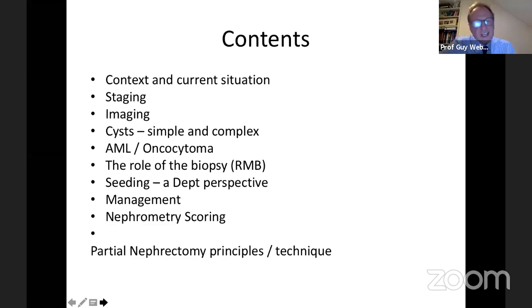I'm going to talk about the context of the small renal mass very quickly, just the staging to remind you. Then I'm going to talk about the imaging in terms of the diagnosis. I'm going to talk about cysts because they're very commonly seen. Angiomyolipoma and Oncocytoma. I'm going to talk about the biopsy, the role of the biopsy, which is becoming quite an important and fairly controversial issue at the moment in the small renal mass, with a little bit of a discussion about seeding, and then the management overall, and we can lead on to surgery through nephrometry scoring.